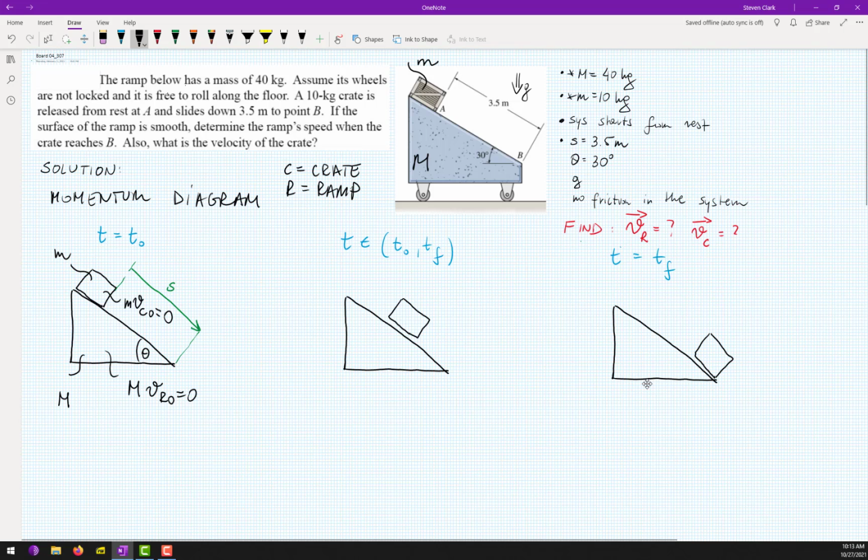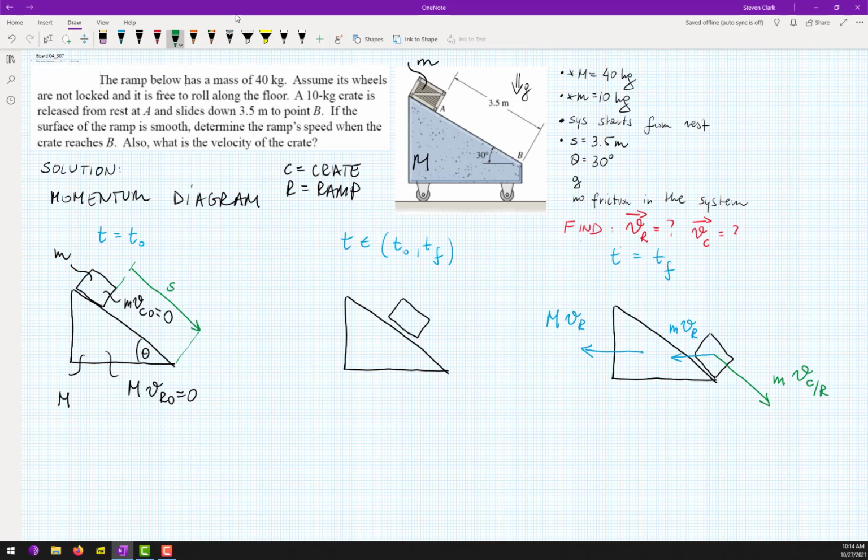What do we know? What happens at the end? We know that this guy will move this way. M, it's big M, V ramp. And we know that this thing, we actually cannot guess the direction of the velocity for this thing, but we know that it will move together with the ramp, plus it will have a relative motion with respect to the ramp, yes? So actually the velocity of this guy will contain two components. It will be MVR and MV crate with respect to ramp.